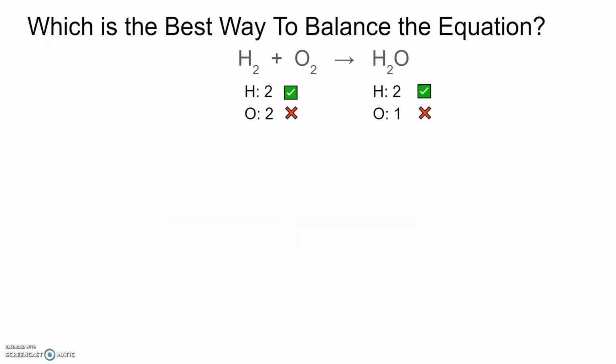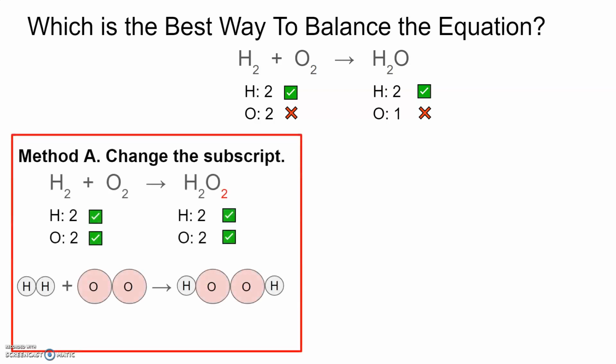So now, which method do you think is the best way to balance the equation? When we're balancing the equation, we have to change the number of atoms in order for them to be balanced. Remember, there are 2 numbers that we're using in a chemical equation, subscripts and coefficients. So I want you to think about which method you think is best.